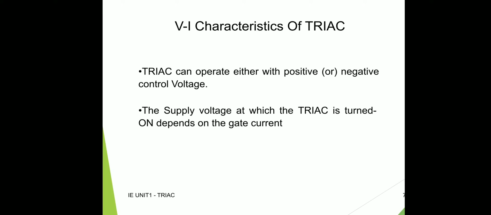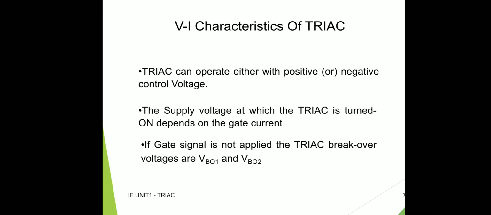The voltage at which the triac is turned on depends on the gate current. After applying some voltage, it conducts, it comes into the on state, and that voltage depends on the applied gate current. The supply voltage at which the triac is turned on depends on the gate current, right? If there is no gate signal, the breakover voltages are VBO1, VBO2. See, what is a breakover voltage?